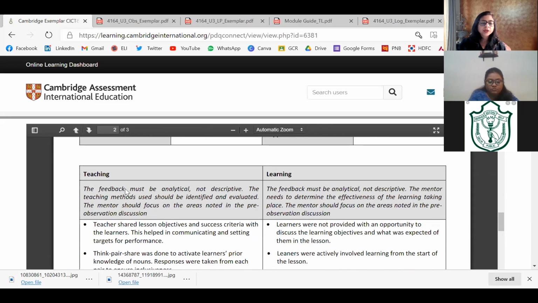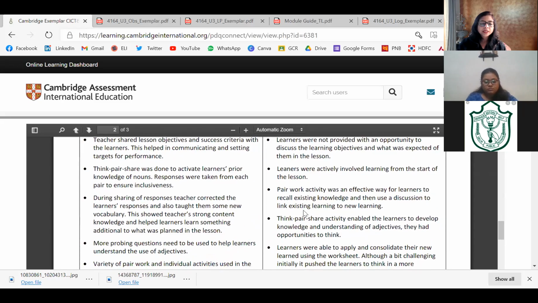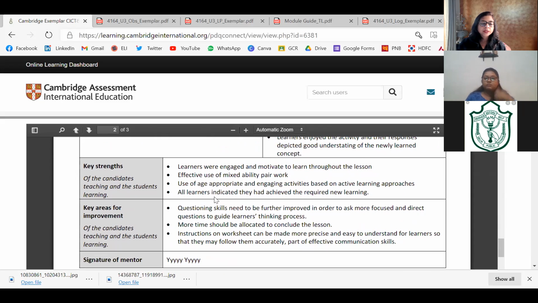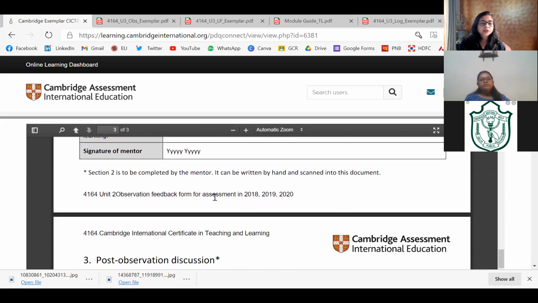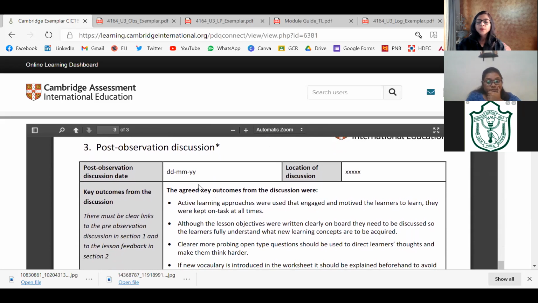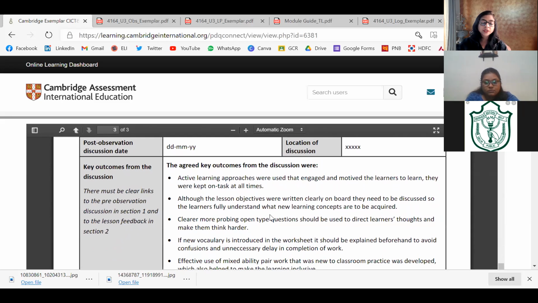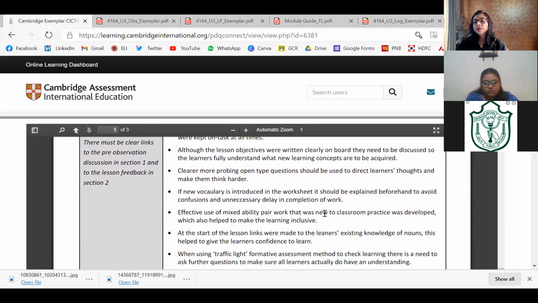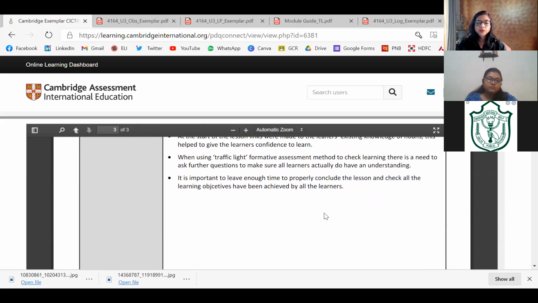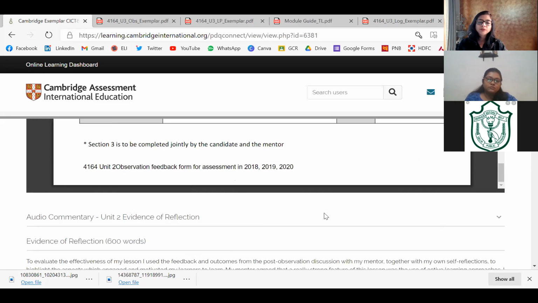Then this is the part filled in by the mentor, on your teaching and learning aspect. Whatever the mentor has observed, and what the mentor feels are the key strengths and the key areas of improvement. This portion is filled by the mentor. After the session, once you've had a discussion with the mentor, you will write the post-observation discussion, in which you write down what the mentor observed, what feedback you got, what you feel is to be improved, and so on. All of those things have to be filled in this form.